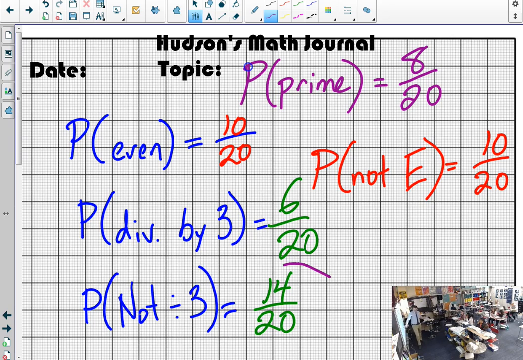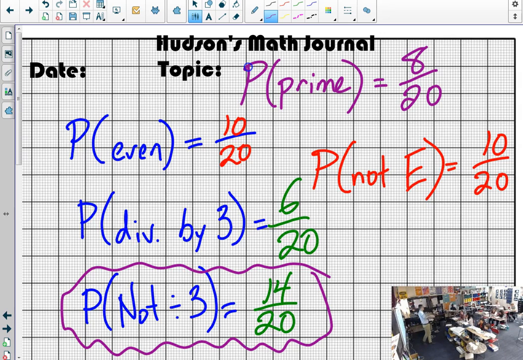Because it's a bigger number. Yeah, 14 is the biggest numerator that we have. So if player X wants to steer the game to making him win, play game 3. Play not divisible by 3 versus divisible by 3. Now, Eleanor, what if player X is feeling fair, and he wants to make the game fair?